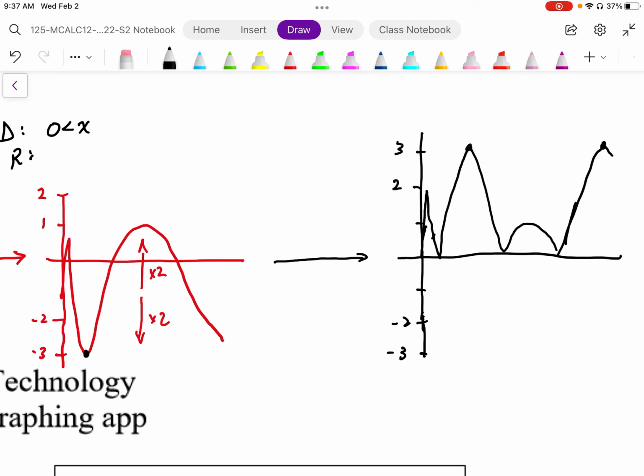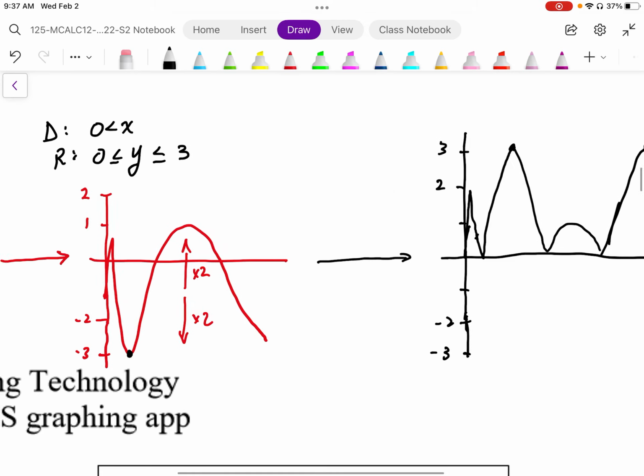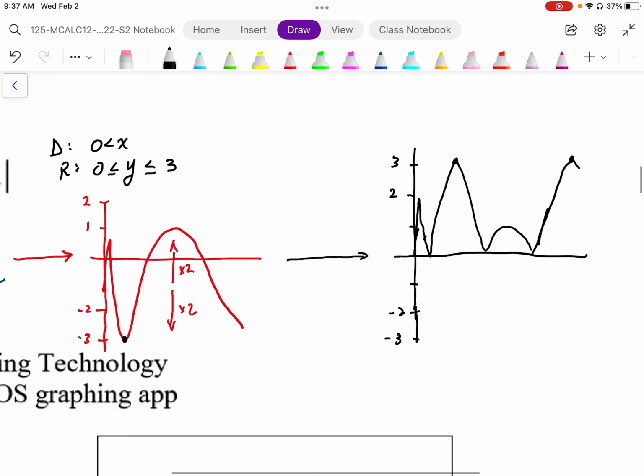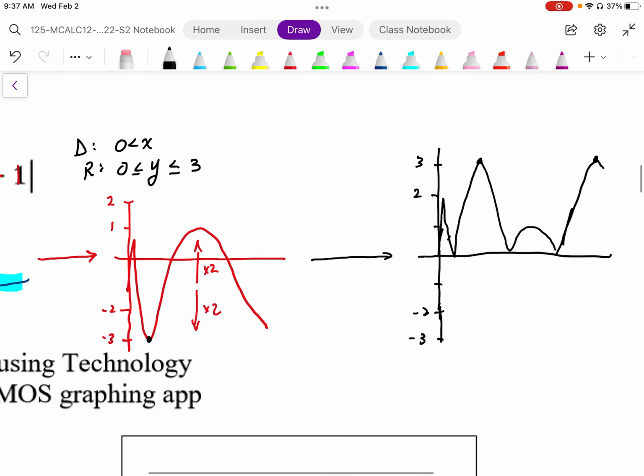the range ends up being y is greater than or equal to 0. And then because the bottom of the graph ended up at -3, the top of the graph ends up at +3. So the range of that new function becomes 0 to 3.